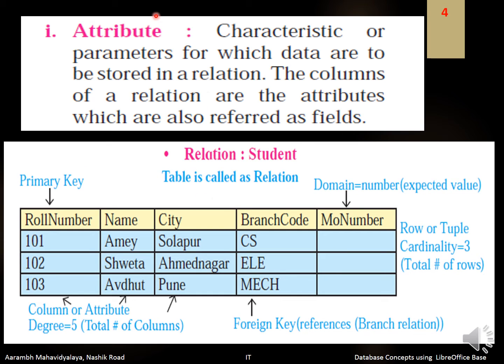Then the first thing is the attribute. Attribute means the characteristics or parameters for which data are to be stored in a relation. Here you can see the attributes are these columns: roll number, name, city, branch code, mobile number. These are nothing but the attributes. The columns of a relation are the attributes, which are also referred to as fields.